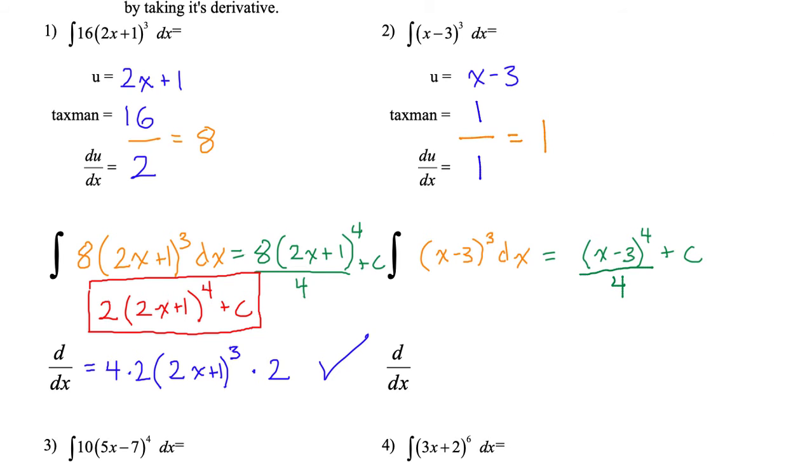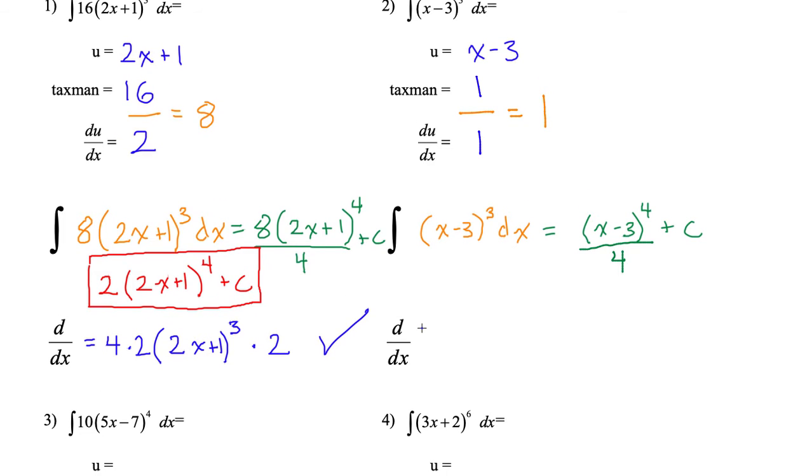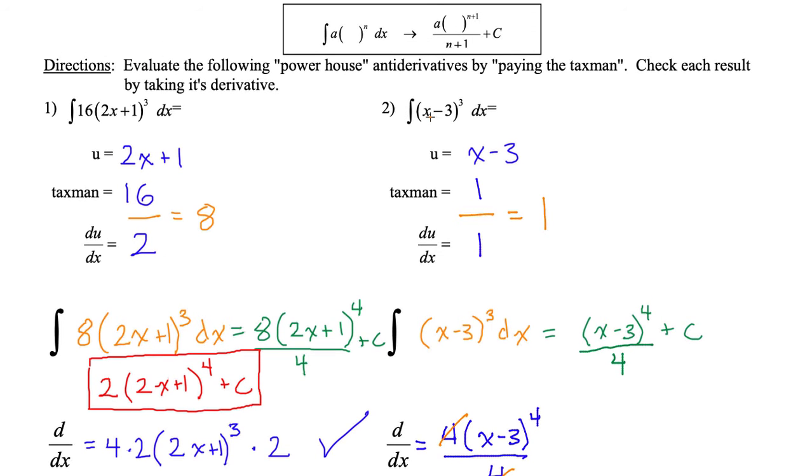All right, now let's take the derivative. See, we checked our work. That was me providing you an example. I got it. 4 comes down in front, so it's now going to be 4 times the quantity of x minus 3, all of that to the power of 4, still being divided by 4, and the derivative of c is gone. Now we can clearly see that those cancel out, and yes, that is exactly what we started with.